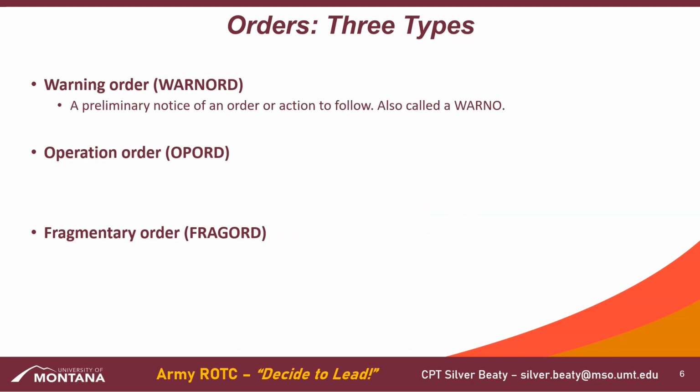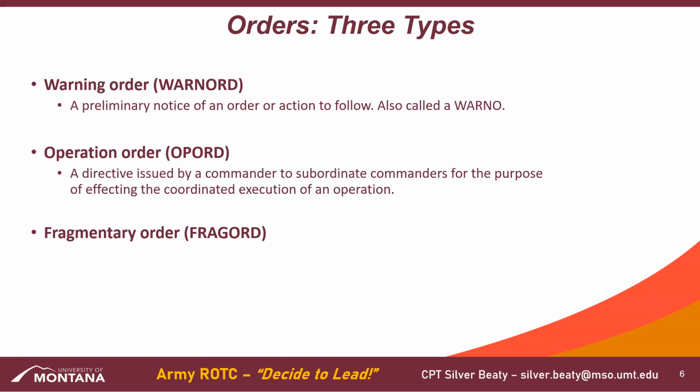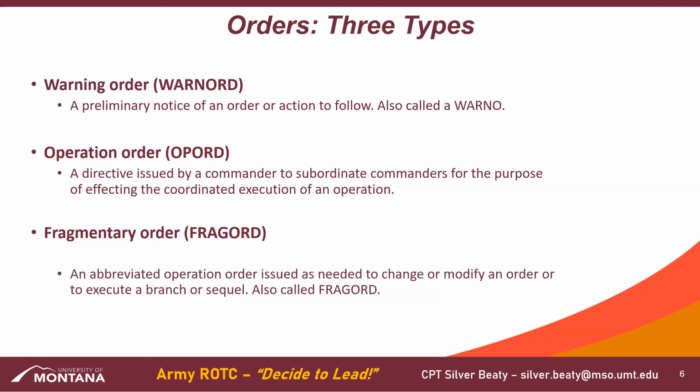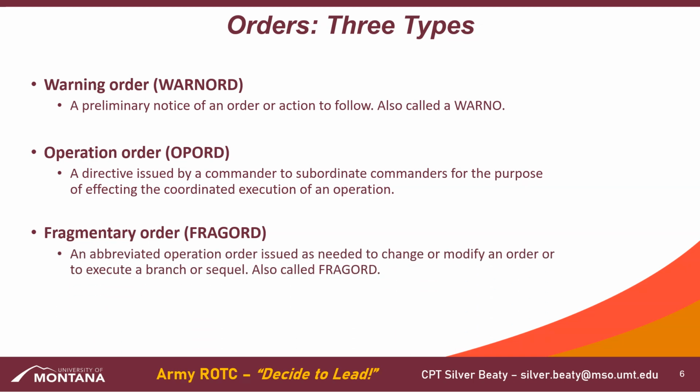So like I said, the WARNO is just your preliminary notice of some sort of an order or an action to follow. Your operation order is a full directive issued by a commander to their subordinates for the purpose of effecting the coordinated execution of the full operation. And then the FRAGO is very abbreviated. It's issued as needed to change or modify the order or to execute a branch or sequel to the order.